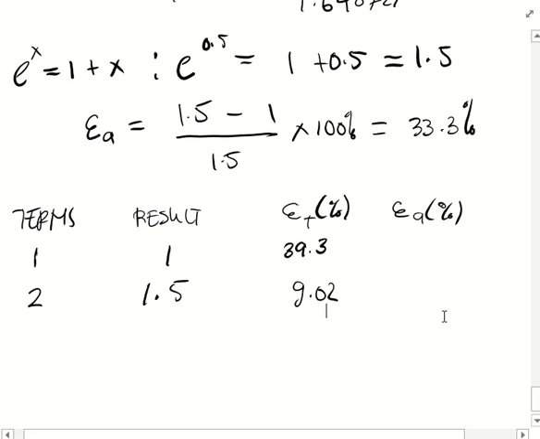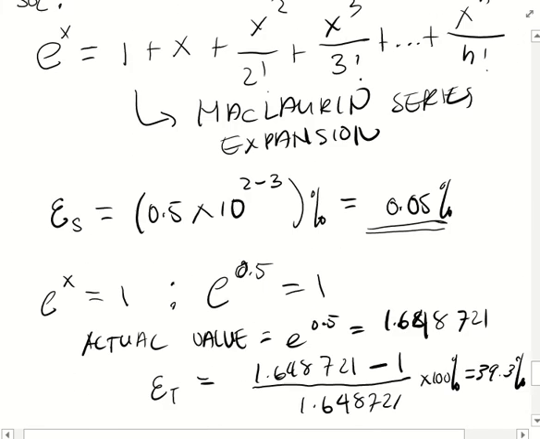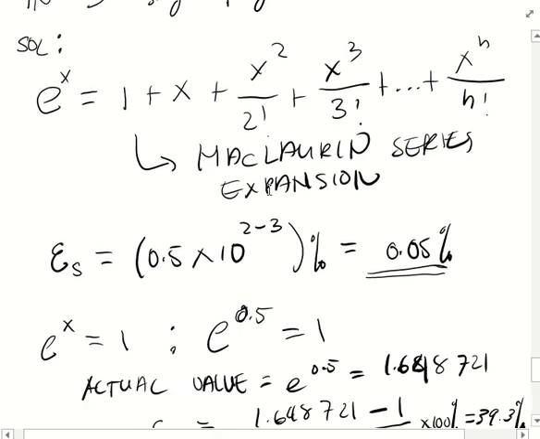How about the approximate error? We solve it, that's 33.3%, and still greater than our stopping criterion, which is 0.05%. So next step will be you increase the number of terms. So if we increase the number of terms, what will happen? We need to include x squared divided by 2 factorial, or simply 2.